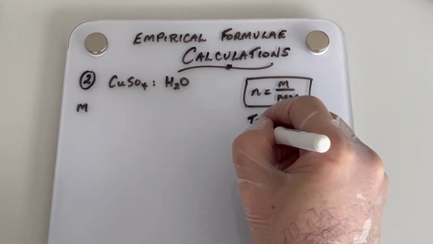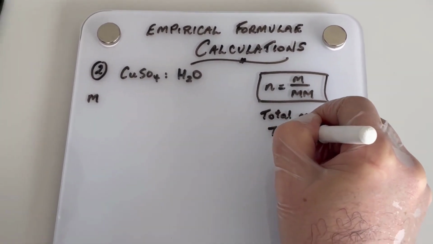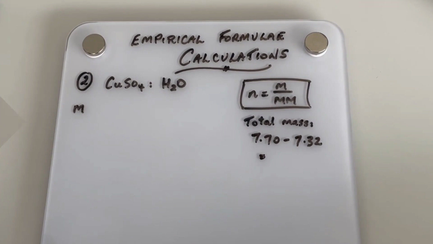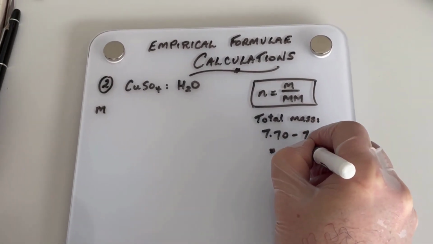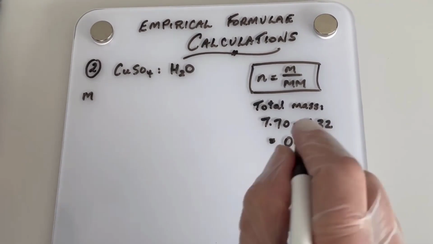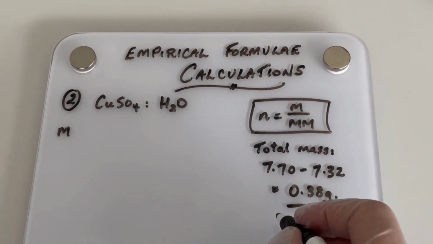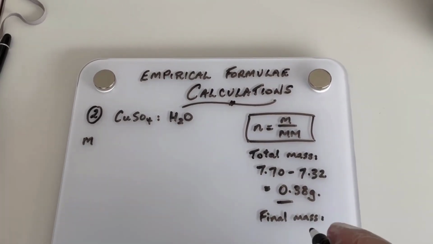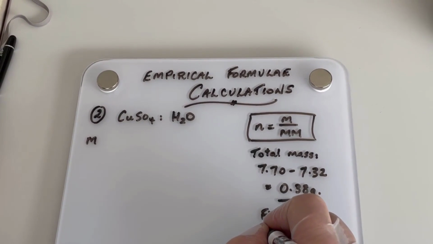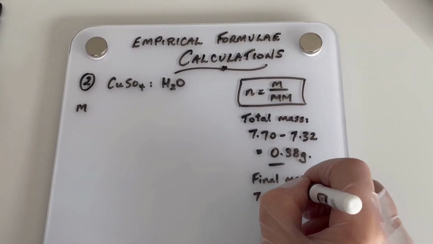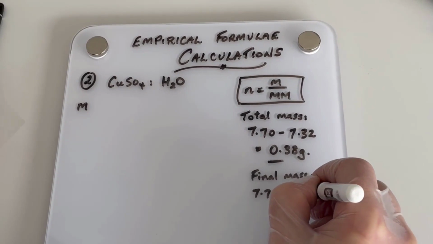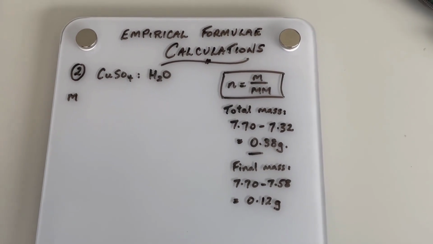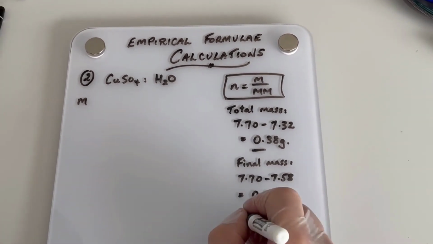Our initial mass, we had 7.7 minus 7.32, which gave us a value of 0.38 grams. So that was our total. And then our final mass was 7.58. So 7.70 minus 7.58 is 0.12 grams. Our assumption is that this value is the mass of water.